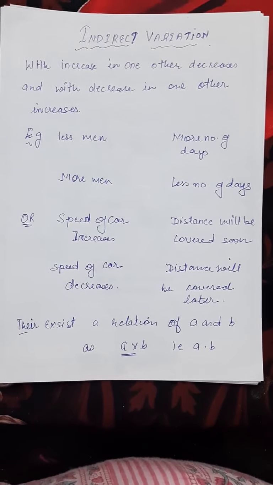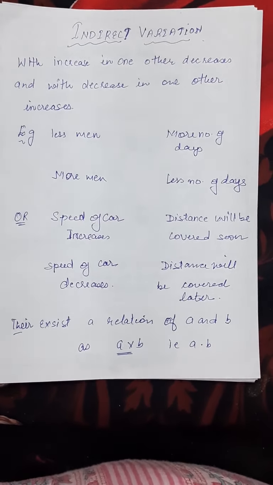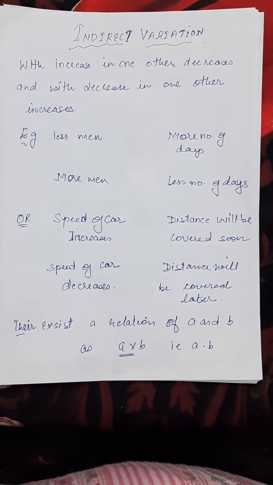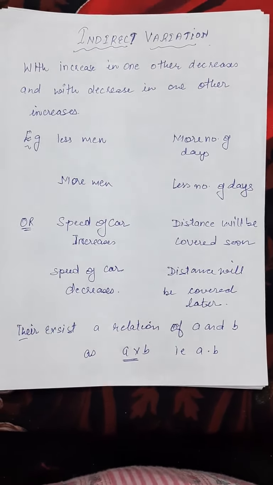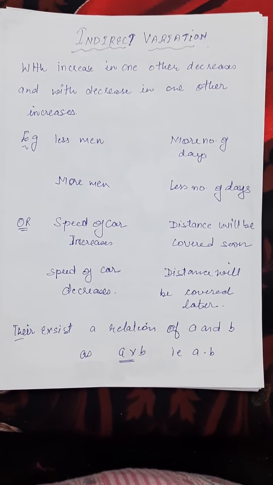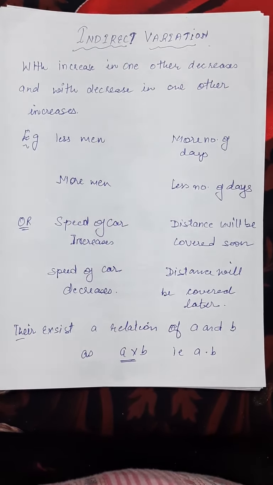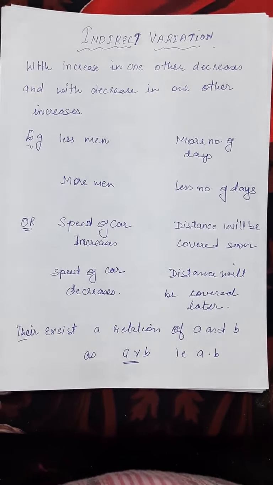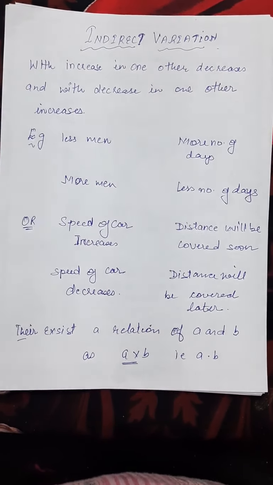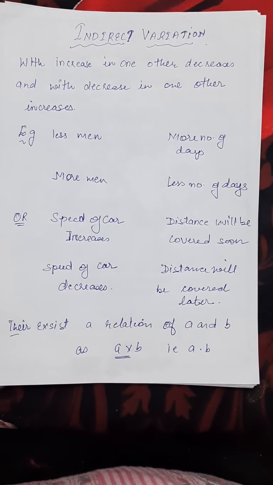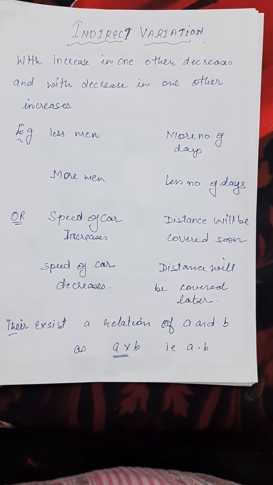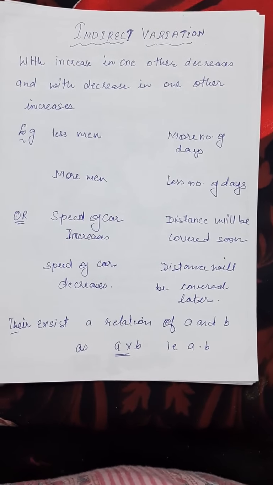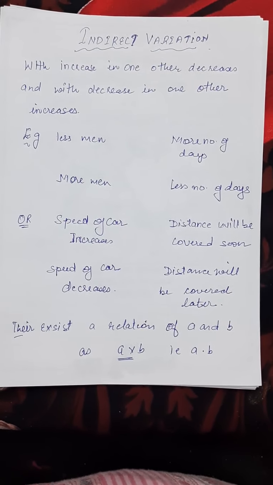Good morning, dear students. Today we are going to start with the next topic in unitary method. In the last lecture and video, we discussed direct variation, in which the two variables had the same relationship, which means with the increase in one, the other is going to increase, and with the decrease in one, the other is also going to decrease.